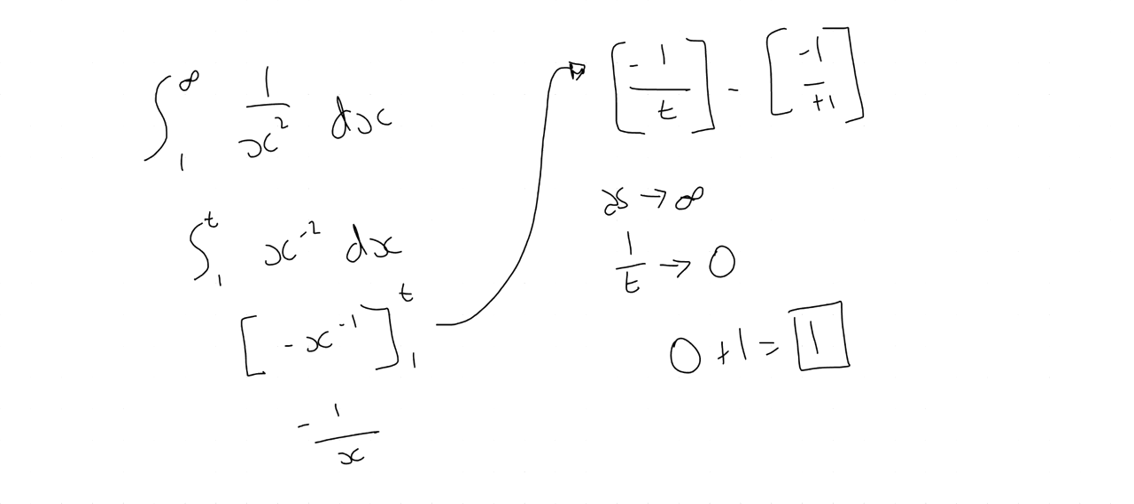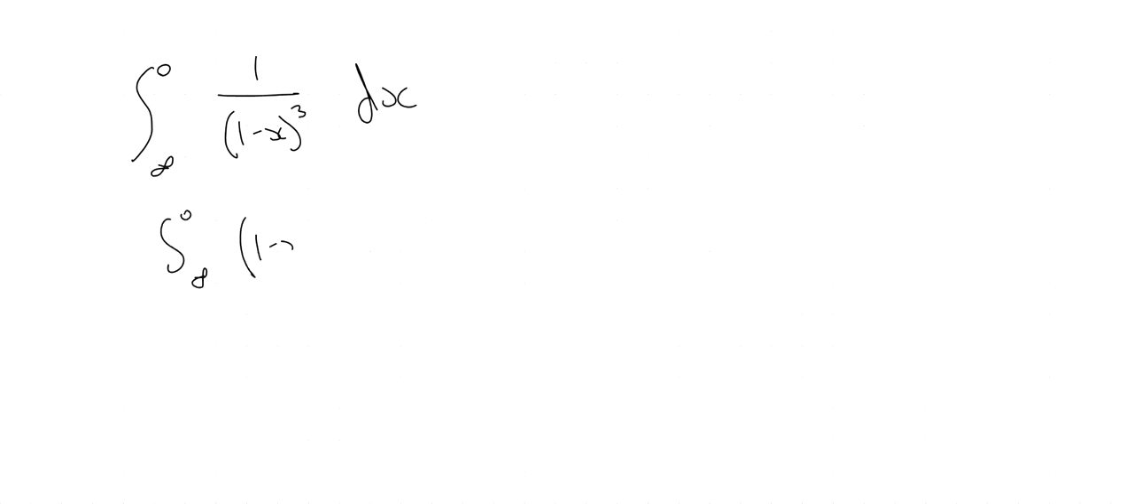Actually, no, let's do one more of these before we do that. Okay, I'm going to do it again. I'm going to go from infinity to 0. Okay, so let's do this. I'm going to do the exact same thing. First of all, I'm just going to rewrite this as 1 minus x to the power of -3.